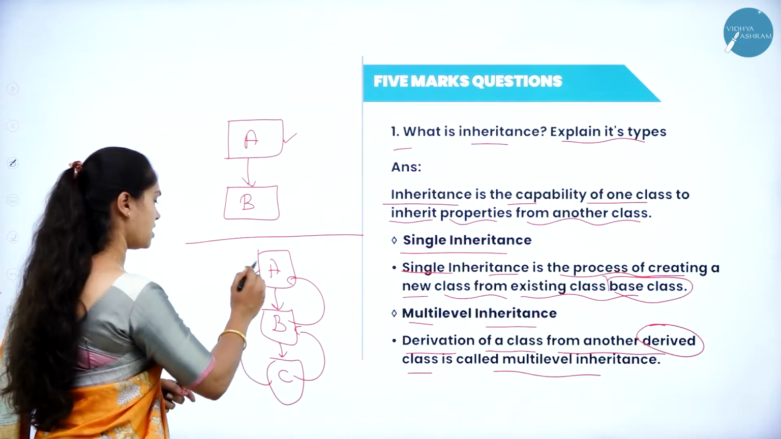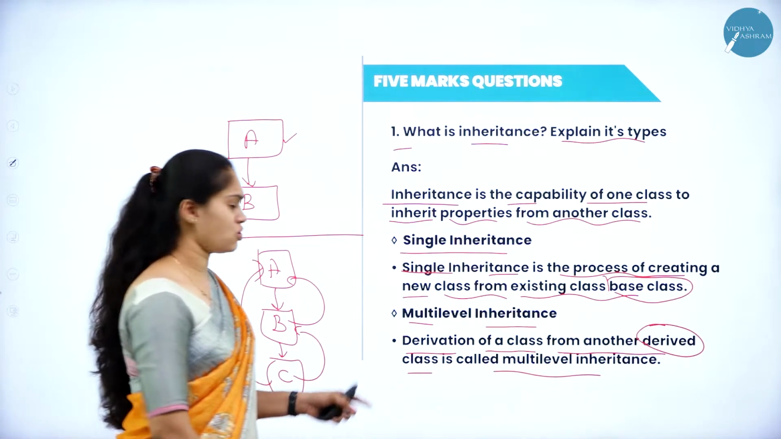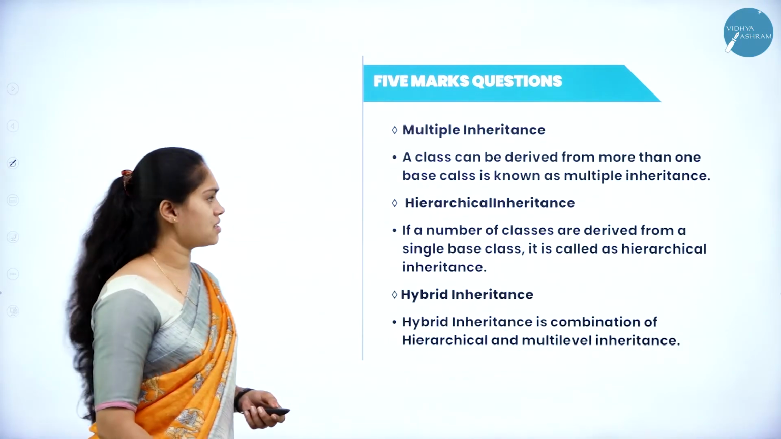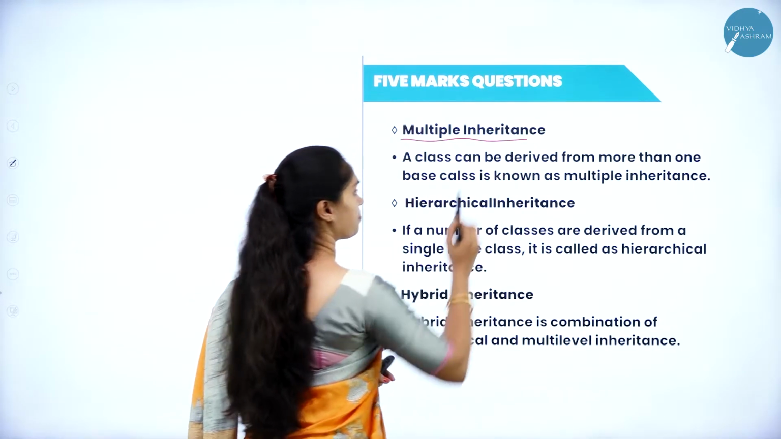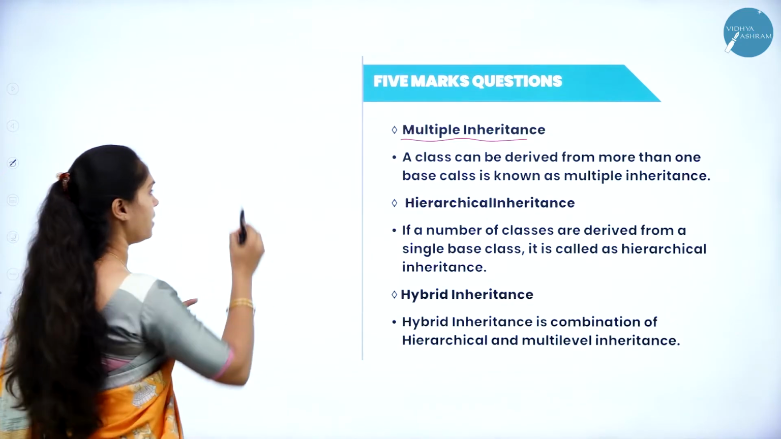So indirectly this C is getting the feature of A. So that is multi-level inheritance. Next, what we have? Multiple. Remember, multiple in the sense what?